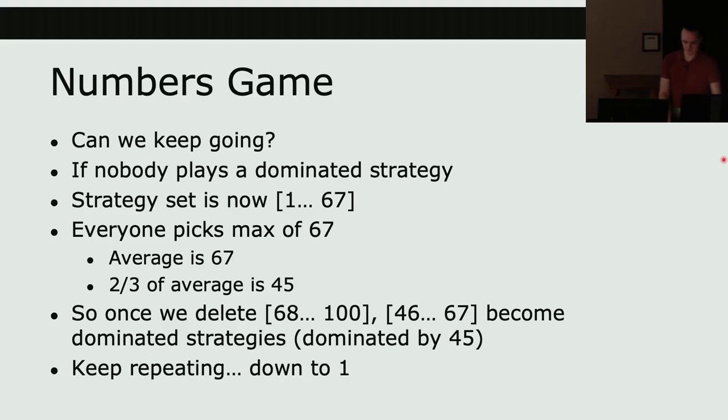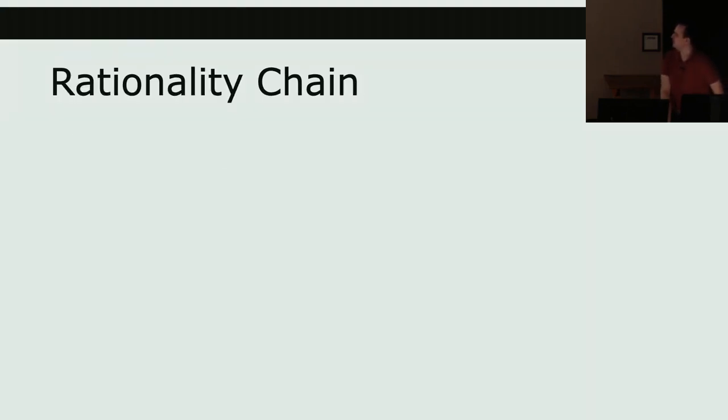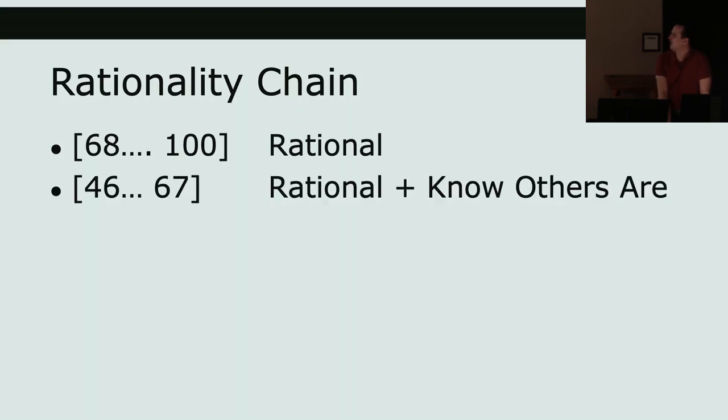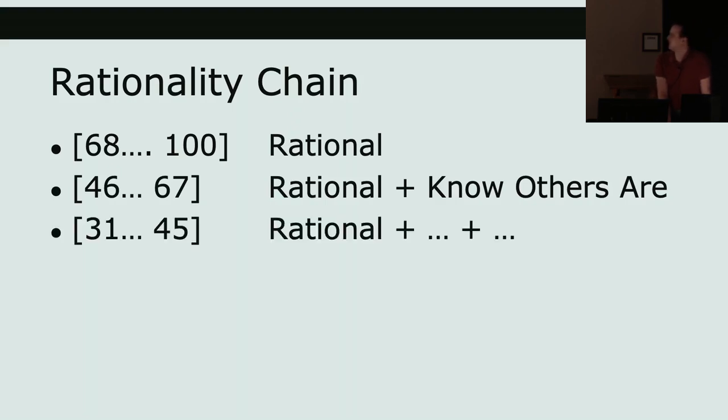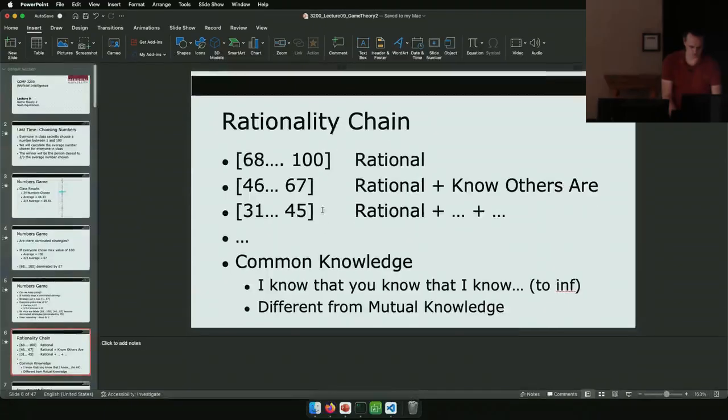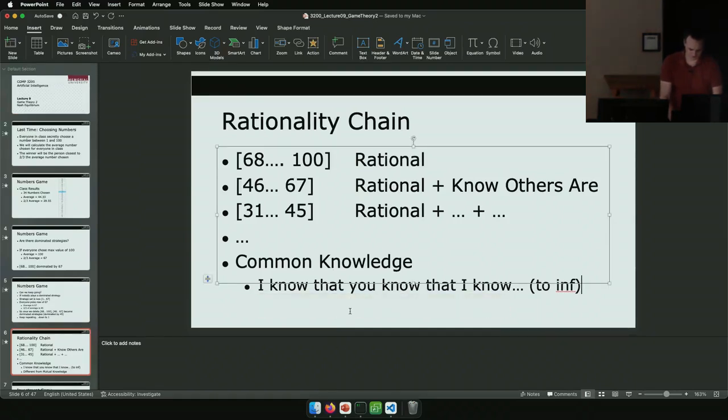So this is called a rationality chain. And what you do is you say, okay, we're going to remove 68 to 100 if we assume the other players are rational. And then if we assume that the other players are rational and they also know that the other players are rational, then we go down another one and another one and another one and another one, right? And so I'm going to delete this last one because I didn't actually talk about mutual knowledge. So I'm going to just, because people sometimes ask what that means, let's go back here.